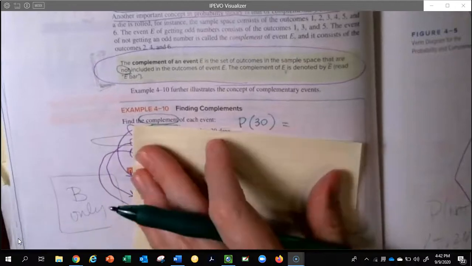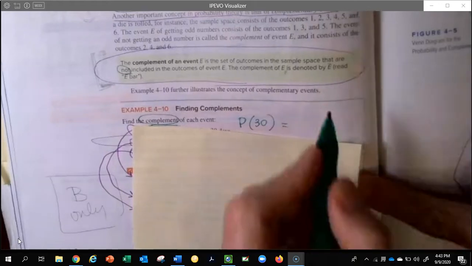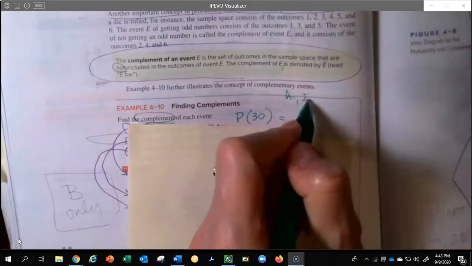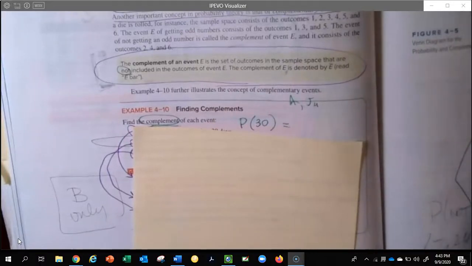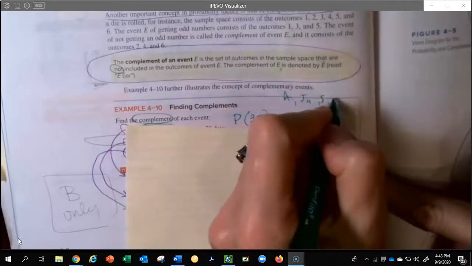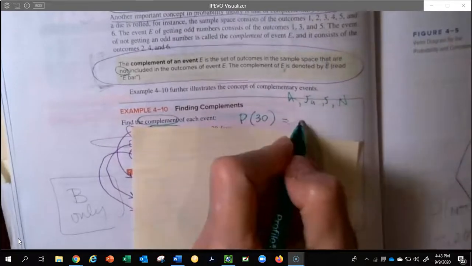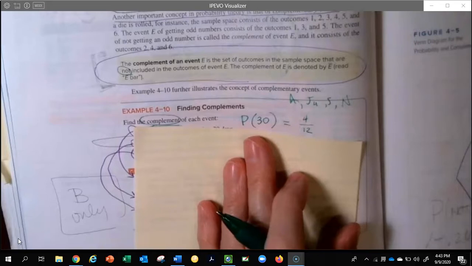I'm going to go ahead and find the probability that a month has 30 days. So it's not January, February, March, but it is April, June. April, May, June. Oh gosh, January, February, March, April, May, June, July, August, September, October, November, and then December's got 31. So we got 4 out of the 12 that do have 30 days.